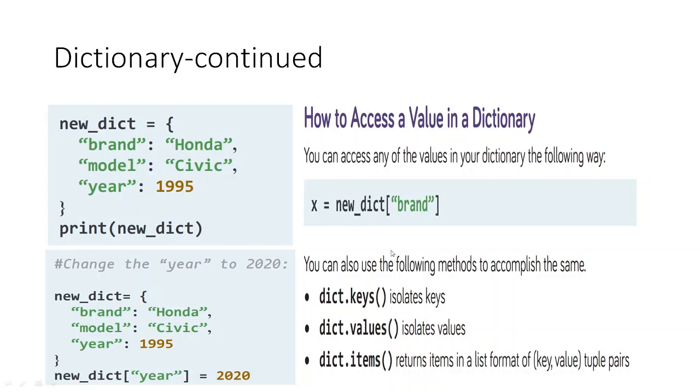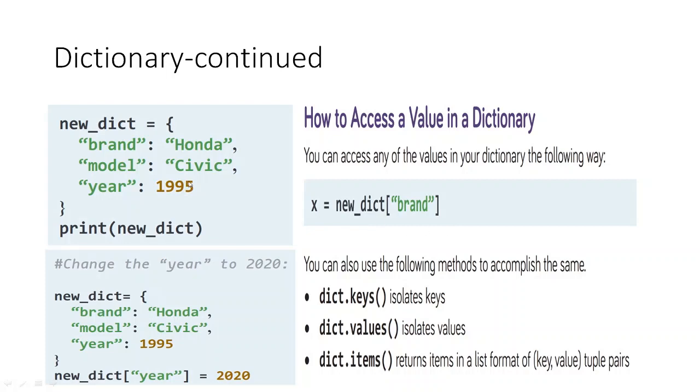So this is how we create a dictionary: brand Honda, model Civic, and then year 1995. This is a dictionary. And how do we access the value of a dictionary? I want to get the brand. Here you can say new dictionary within square brackets, brand.